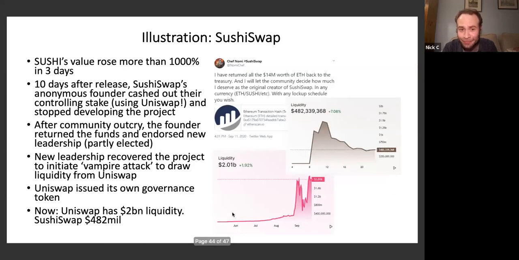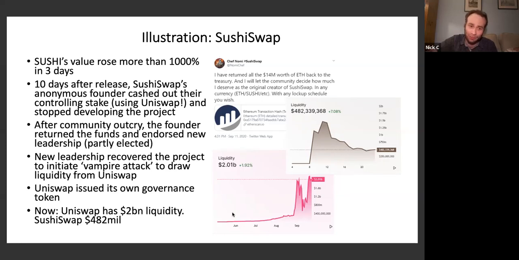So what happened in the last 3 weeks, in fact? Sushi's value rose more than 1,000% in 3 days. That happens quite a bit in the blockchain space. It's not that surprising. 10 days after release, SushiSwap's anonymous founder cashed out their controlling stake using Uniswap, the competitor, and stopped developing the project. After a community outcry, reputation, intrinsic motivation, something like that coming in, the founder returned the funds and endorsed new leadership, which was partly elected. Although, of course, because it's very easy to have anonymous accounts, it's hard to prove that was the only way he profited from the system.